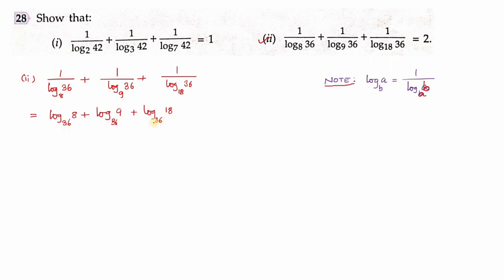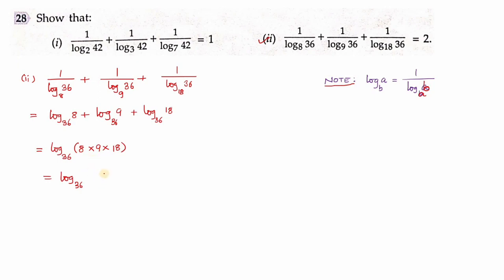Okay, so now since the bases are same and we have in the middle plus sign, so we apply product rule here. Okay, so we have log 36, in the middle we have plus, so we will multiply 8, 9 and 18 together. You can do it. 8, 9 and 18, they will be multiplied. Okay, so we have log 36.